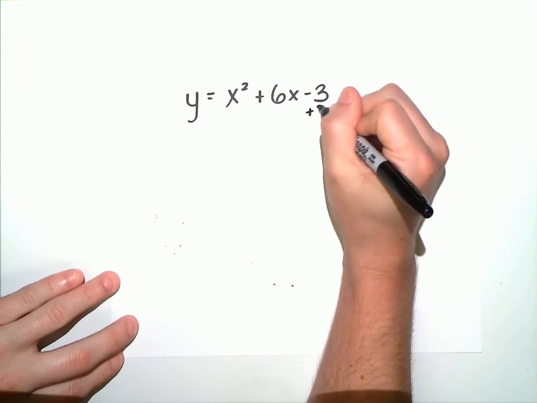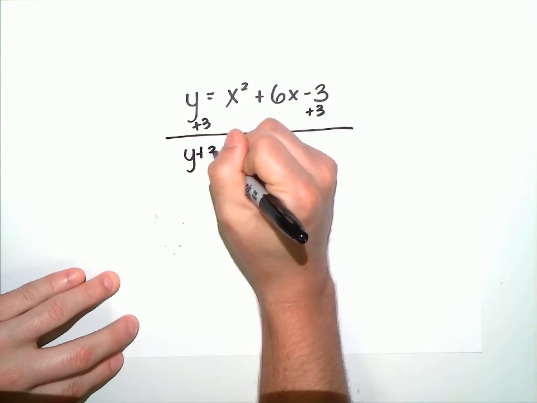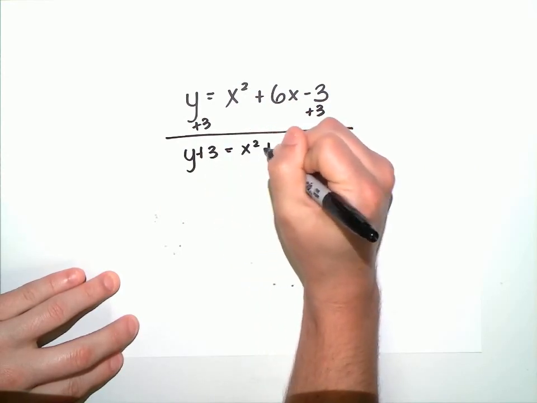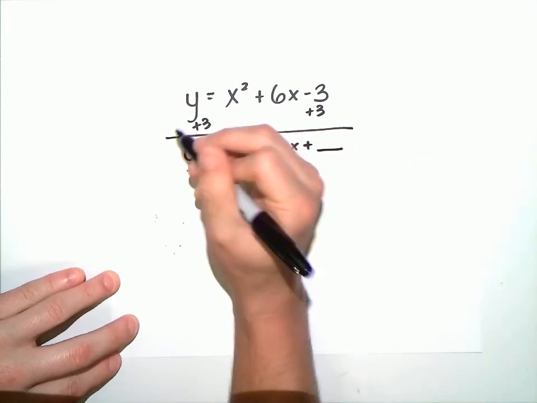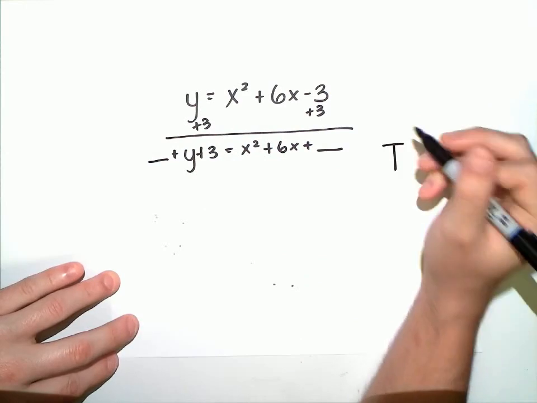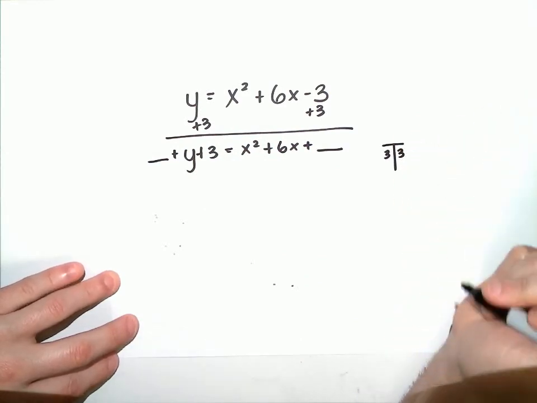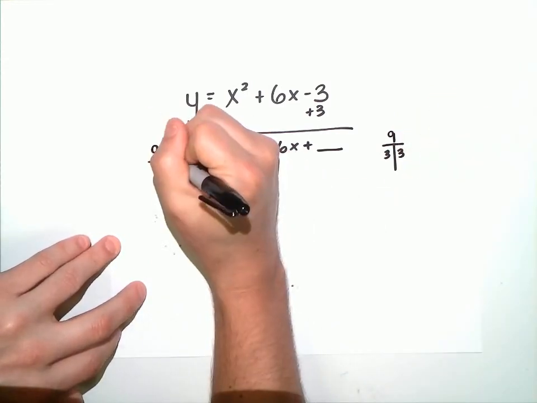First thing we're going to do is clear out that c term, and we're going to get y plus 3 equals x squared plus 6x plus blank. And because we did a plus blank on one side, we've got to do it on the other. My 6 is going to be made up of 3 plus 3, which means the number that I'm adding onto both sides has to be a 9. Put that on both sides.